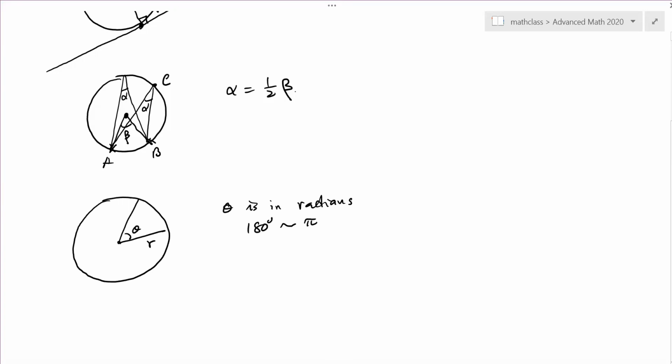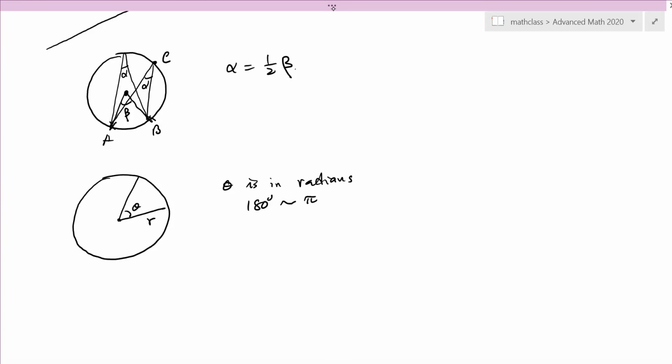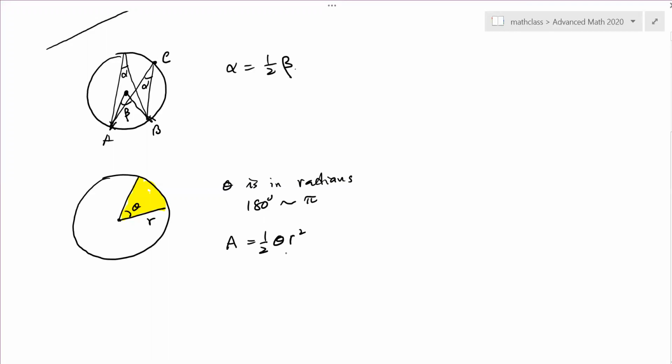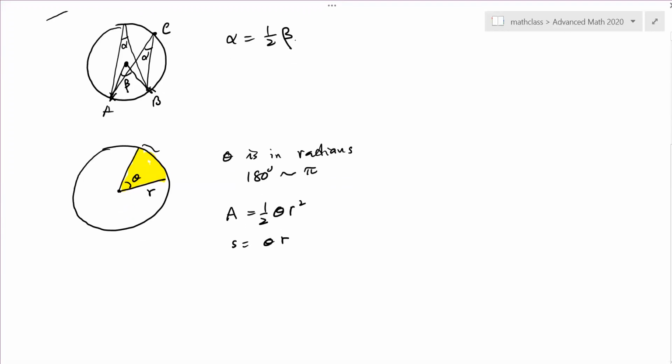Then the area of this sector is given by the formula theta times r squared, divided by 2, because when theta is 2 pi you get a whole circle, so the area is pi r squared. And the arc length is theta times r. Those are the 3 important formulas about circles.